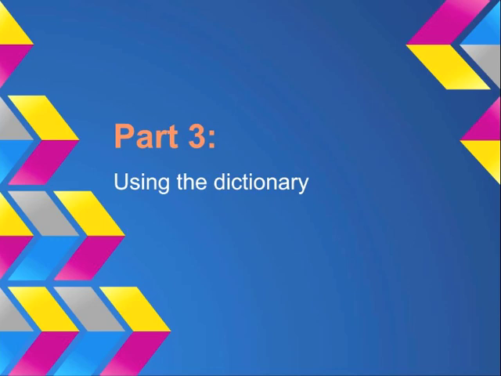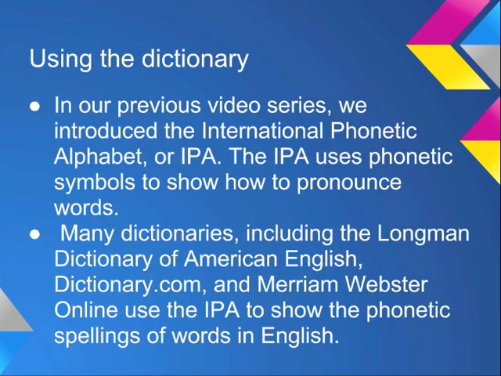Part 3. Using the dictionary. In our previous video series, we introduced the International Phonetic Alphabet, or IPA. The IPA uses phonetic symbols to show how to pronounce words. Many dictionaries, including the Longman Dictionary of American English, Dictionary.com, and Merriam-Webster Online, use the IPA to show the phonetic spellings of words in English.